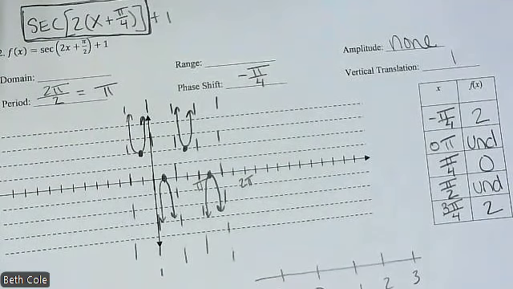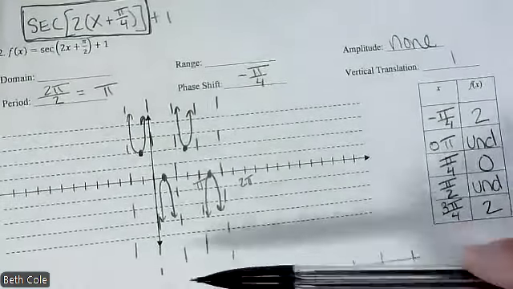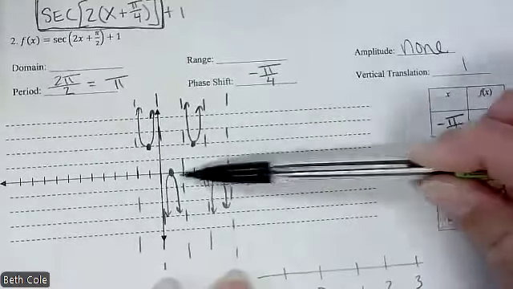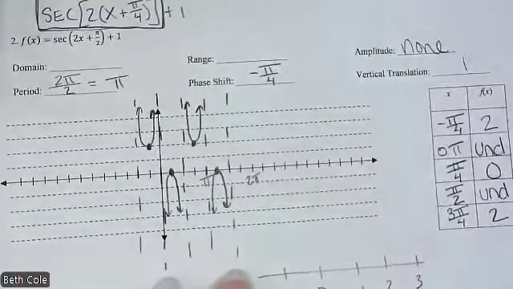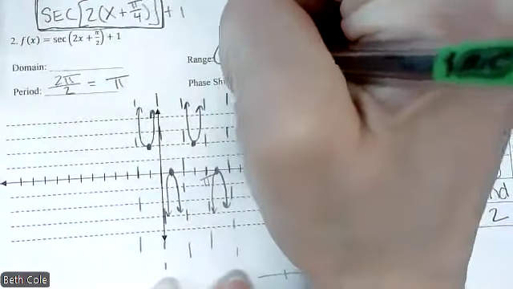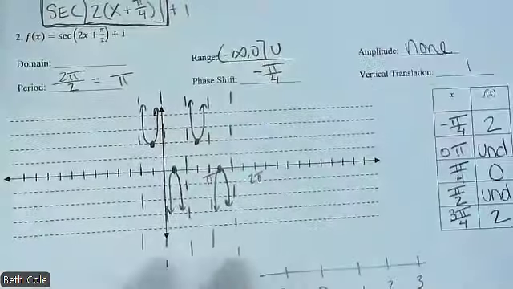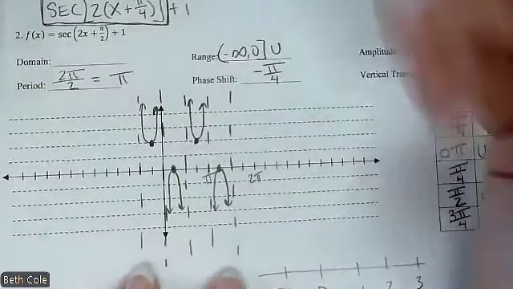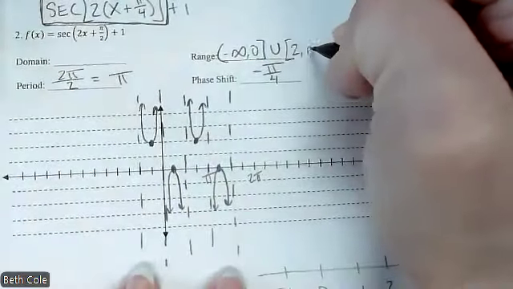So I would do the range next because I think it's the next easiest thing. You're going to sweep downwards to upwards. So it's going to be negative infinity up till where? Yeah, 0 with a bracket. Union, because you have that little gap. And then it'll be 2 to infinity.